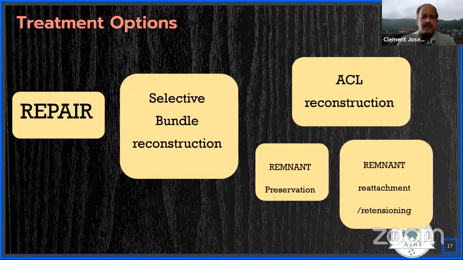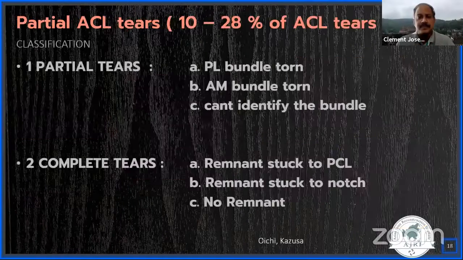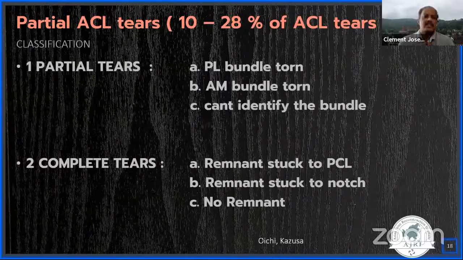When you can't find a functional bundle, you may have to go for the traditional ACL reconstruction, in which you would try to preserve as much remnant as possible. You won't debride unnecessarily on the femoral aspect or on the tibial side. And in cases where the remnant is present but very loose, sometimes we have done reattachment or retensioning of the remaining ACL substance as well.